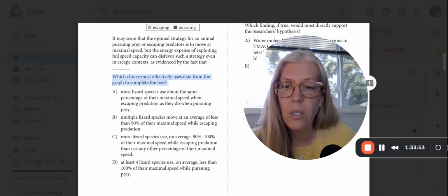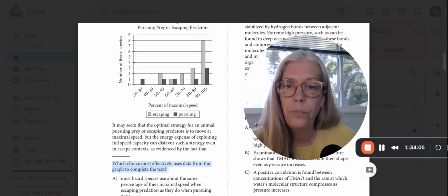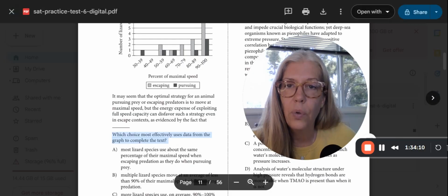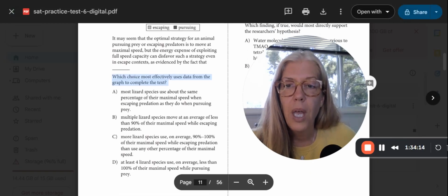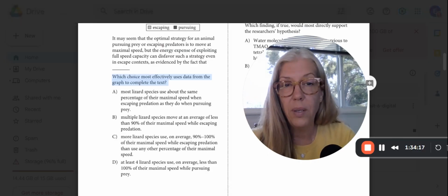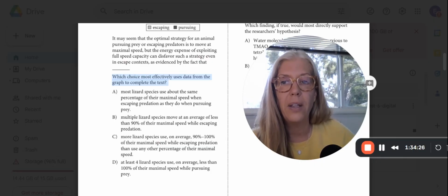And D, at least 4 lizard species use on average less than 100% of their maximal speed while pursuing prey. Less than 100% of their maximal speed while pursuing prey. At least 4. It's 3. It's only 3. So actually that one's wrong too. So you see how the answer supported the main idea. B is the answer. It supports the main idea. It goes less than the maximal speed. 90% is less than 100. And it's true for the data of the graph.